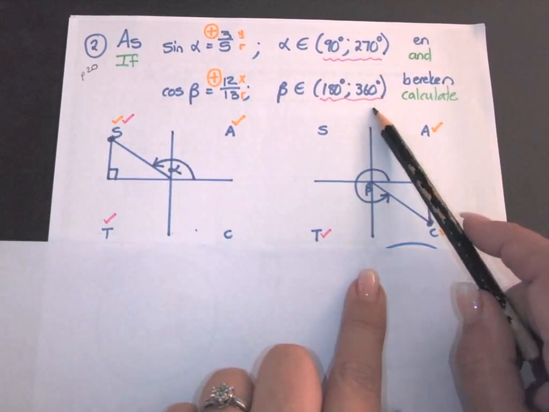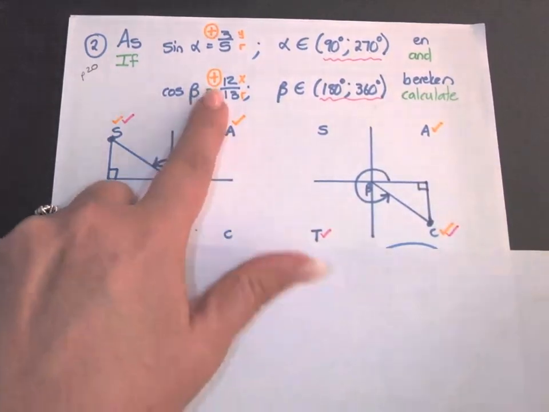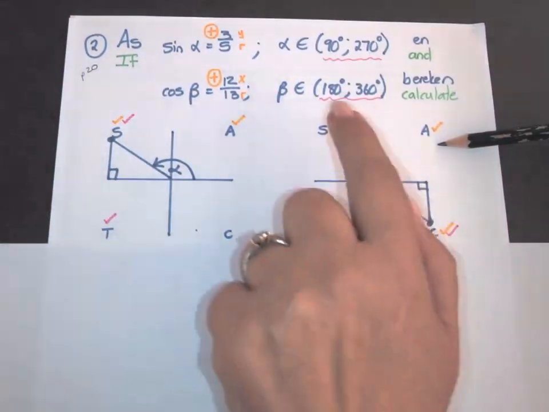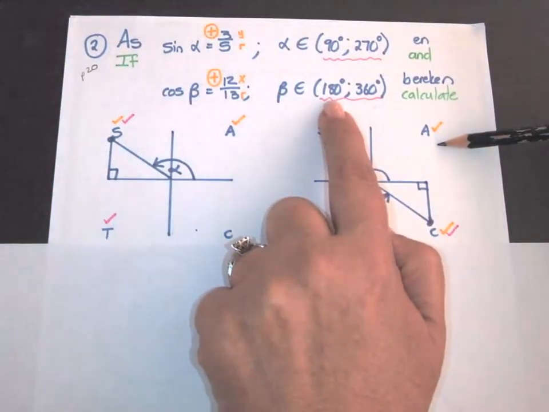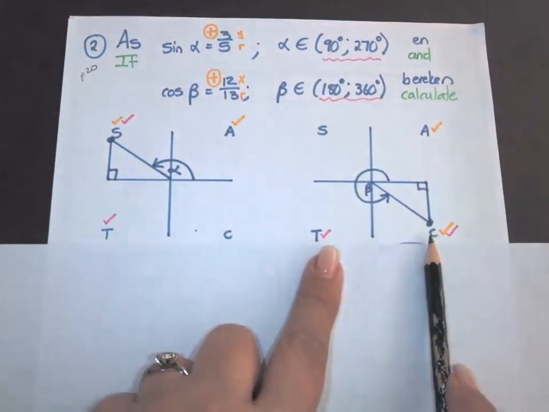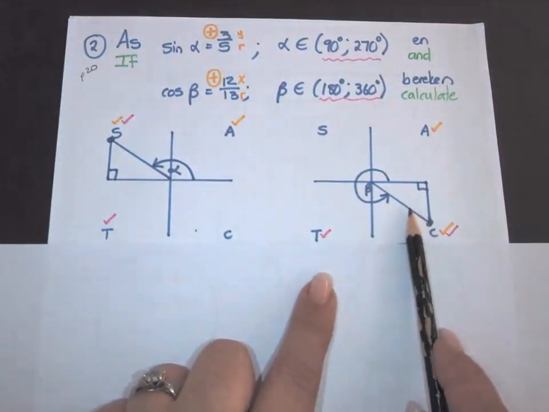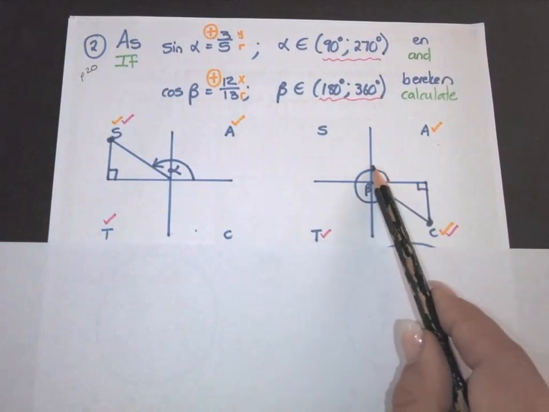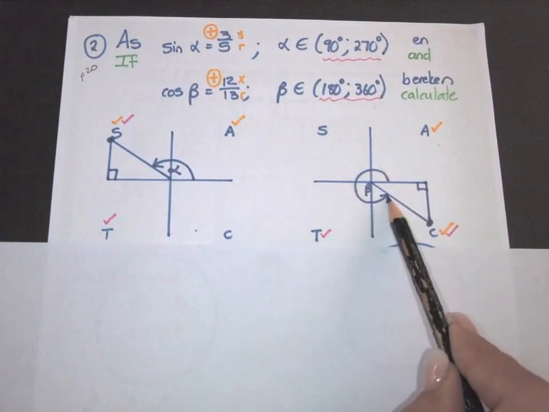The next one is where is cos positive? Cos is positive in those two quadrants. Beta is between 180 and 360, these two quadrants. The one with the ticks is the fourth quadrant. Beta is from the x-axis, anti-clockwise until the hypotenuse.